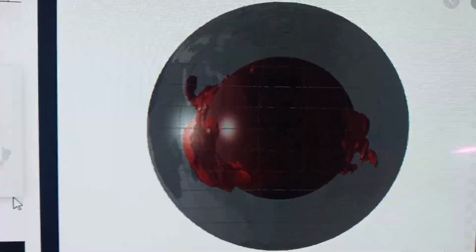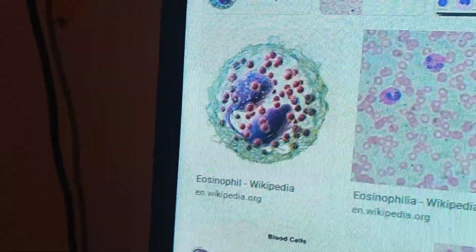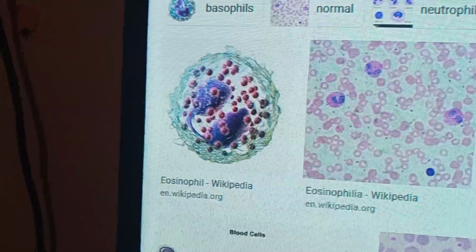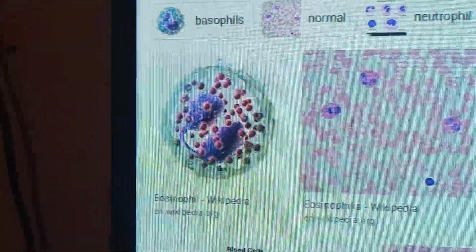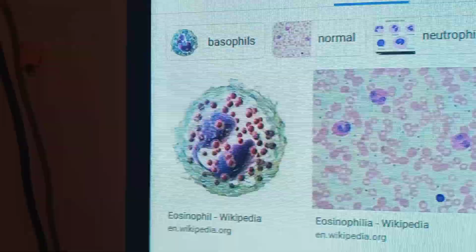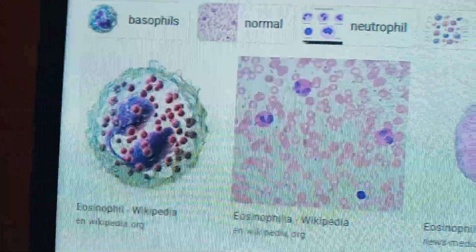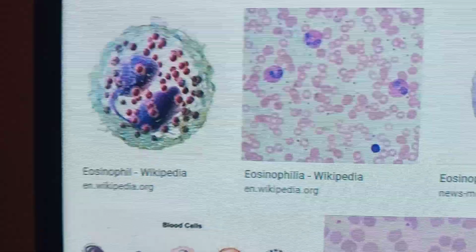It's technically a blood cell. And if you don't believe that, here's an eosinophil, okay? It's a white blood cell, all right? Our planet is technically similar to a leukocyte, or LUCA. Technically, our planet is the last common ancestor, all right?